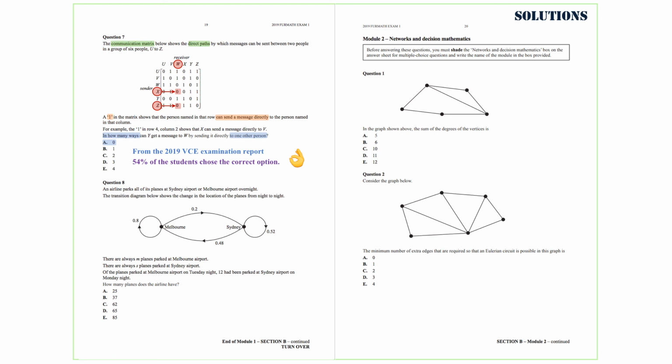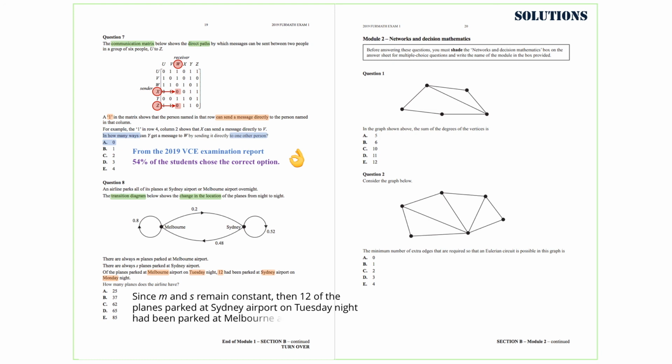Question 8. An airline parks all of its planes at Sydney Airport or Melbourne Airport overnight. The transition diagram below shows the change in the location of the planes from night to night. There are always M planes parked at Melbourne Airport and S planes parked at Sydney Airport. Of the planes parked at Melbourne Airport on Tuesday night, 12 had been parked at Sydney Airport on Monday night. How many planes does the airline have? Since M and S remain constant, then 12 of the planes parked at Sydney Airport on Tuesday night had been parked at Melbourne Airport on Monday night.